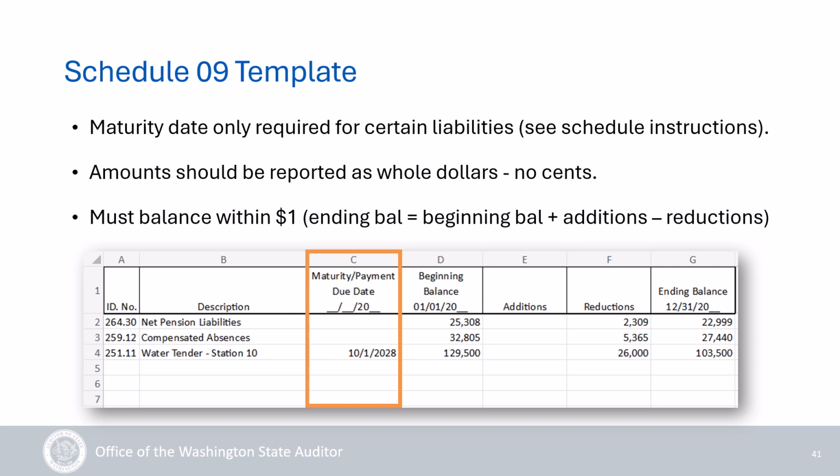When inputting the amounts, it must be whole dollars and do not include any cents. If cents are included, the filing system will round the amount to the nearest dollar when uploaded. However, each line item must balance within $1. So including cents can cause variance issues even if very small.